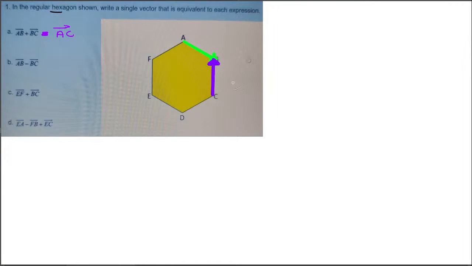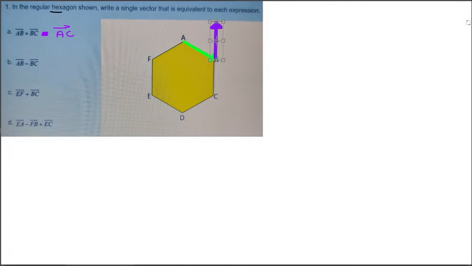Okay, so rather than thinking about what it means to subtract vectors, just make the negative of that vector and then add them. So I'm going to take this guy and we're just going to move it like that. And so this would be the resultant vector. This doesn't make any sense. So this would be the vector. I really don't know, right? A single vector that is equivalent to each expression. Maybe they mean draw a vector.